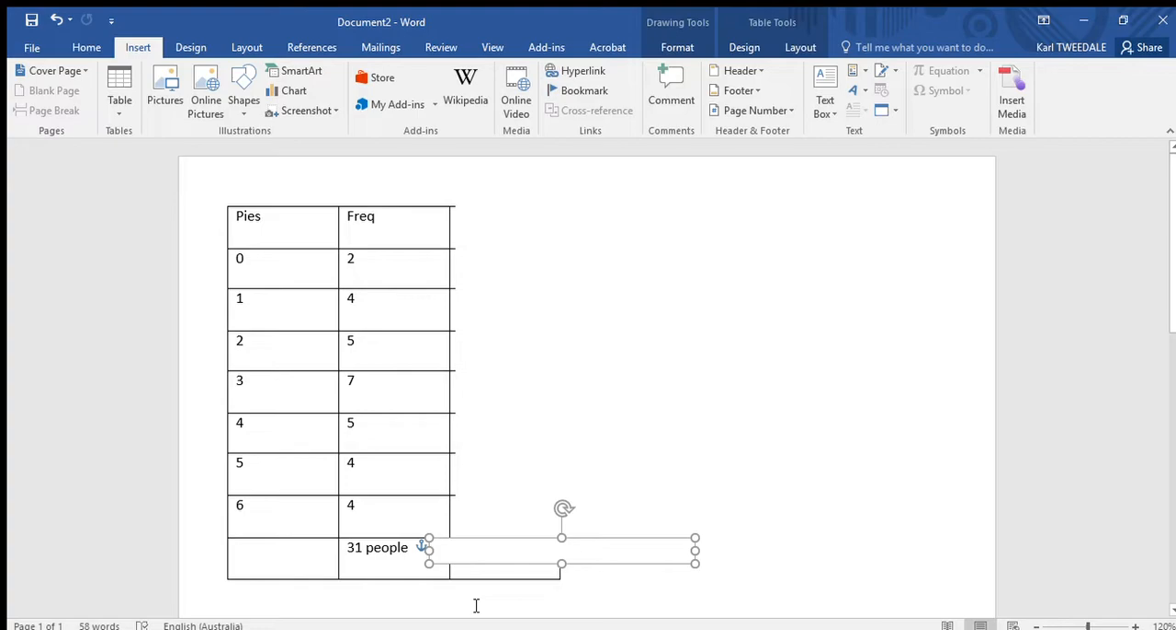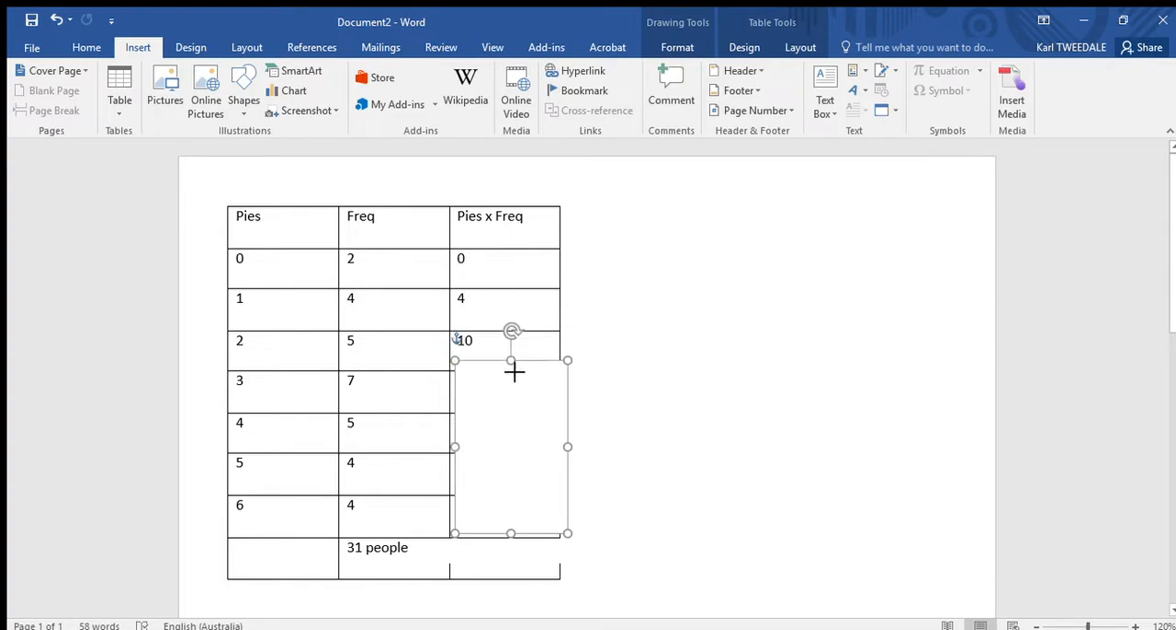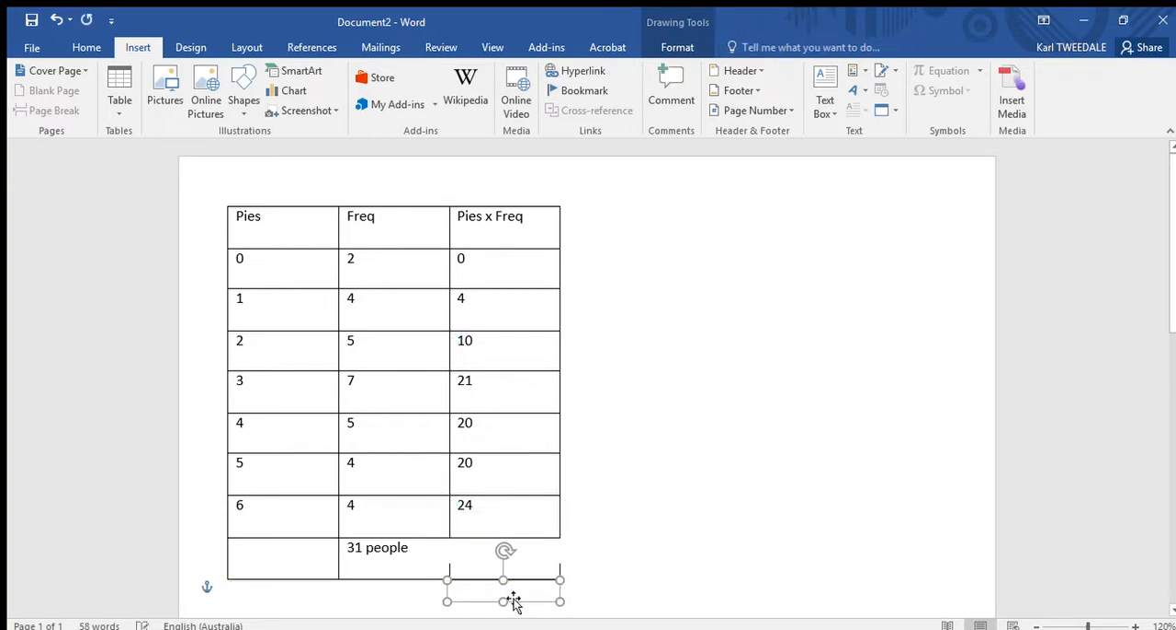Now we need to determine how many pies were bought. To do this, we need to multiply these two columns across. So if 2 people bought 0 pies, that's 0. If 4 people bought 1 pie, that's 4. 5 people bought 2 pies, etc, etc. We start to create another column here by multiplying frequency by pies, and here it finishes off with 6 people bought 4 pies. I'll just move that across there.